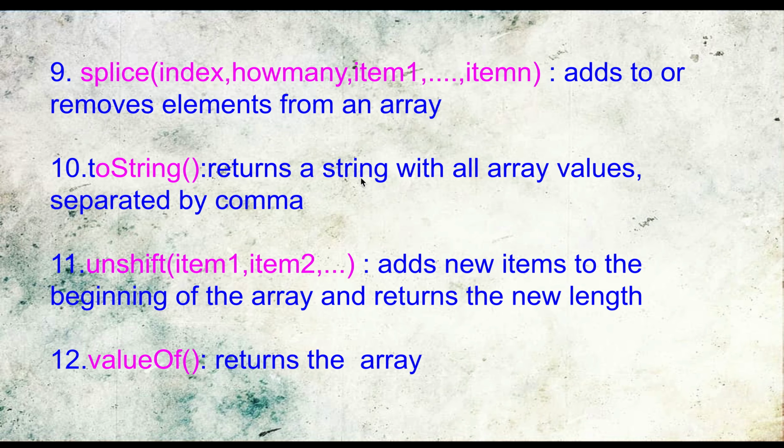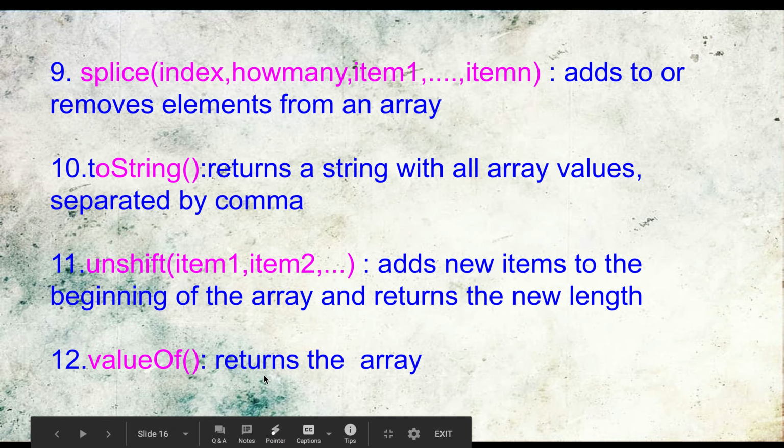toString returns a string with all array values which are comma separated, and unshift with a list of items adds these new items to the beginning of the array. Instead of adding one item, we can add multiple items to the beginning of the array, and it returns the new length. valueOf returns the primitive value of the array object. We'll see the examples for this.